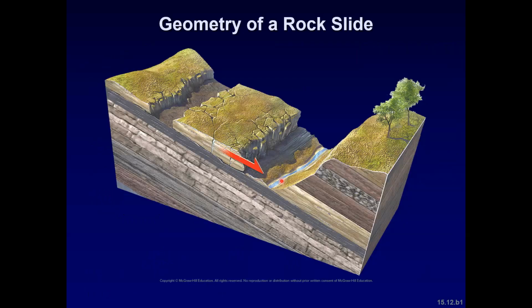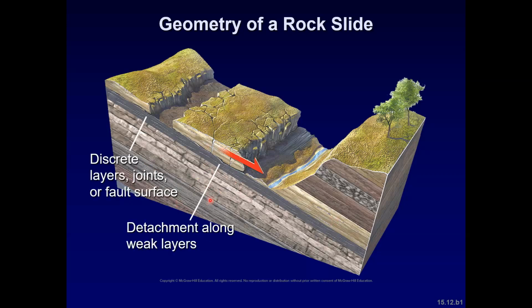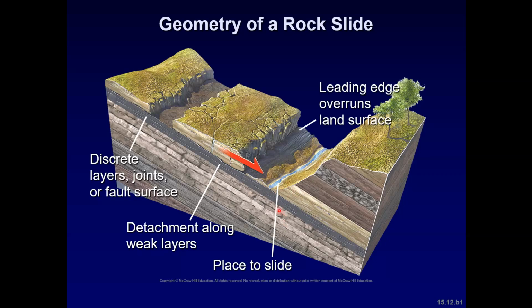Here's the basic geometry of a rock slide. Rock slides require sufficiently steep slopes along with bedding planes, fractures, or other flaws that are inclined downslope. We see that motion down this way with detachment and then a place to slide. You have to be able to move somewhere. Nothing's holding it up. So then that leading edge overruns the land surface and leaves behind a scar or a scarp, we can call it.